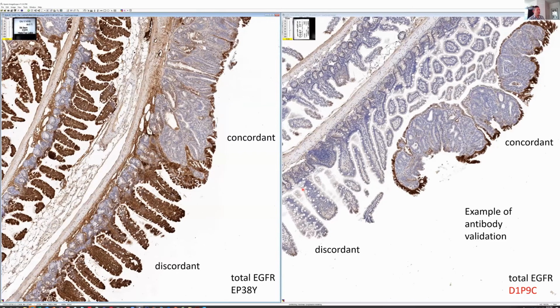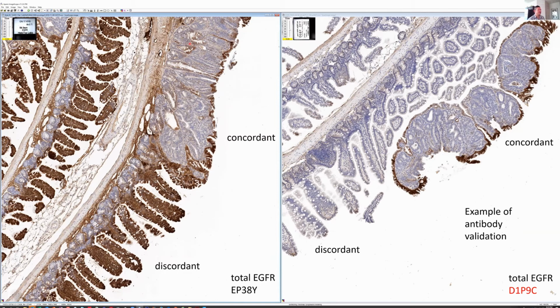Here's an example of some of the struggles I had to deal with. Two standard rabbit monoclonal antibodies against total EGFR, the one on the left from Abcam, the one on the right from Cell Signaling, and they were giving partially concordant results. It's this staining pattern that I want to go into in a second, but I'll just put a pin on it.